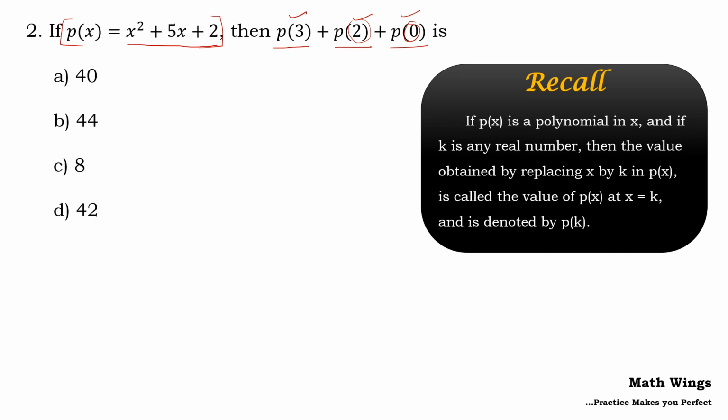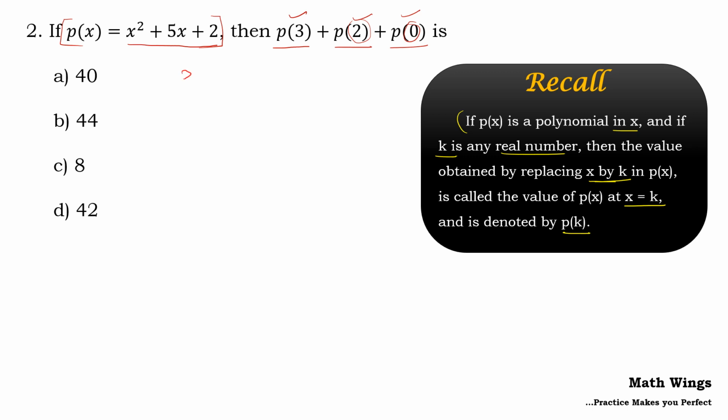So we had learned that if p of x is a polynomial in x and if k is a real number, then the value obtained by replacing x by k in p of x is called the value of p of x at x is equal to k, and it is denoted by p of k. So here we are given p of 3 plus p of 2 plus p of 0. Therefore, let us find them one by one to get the answer.